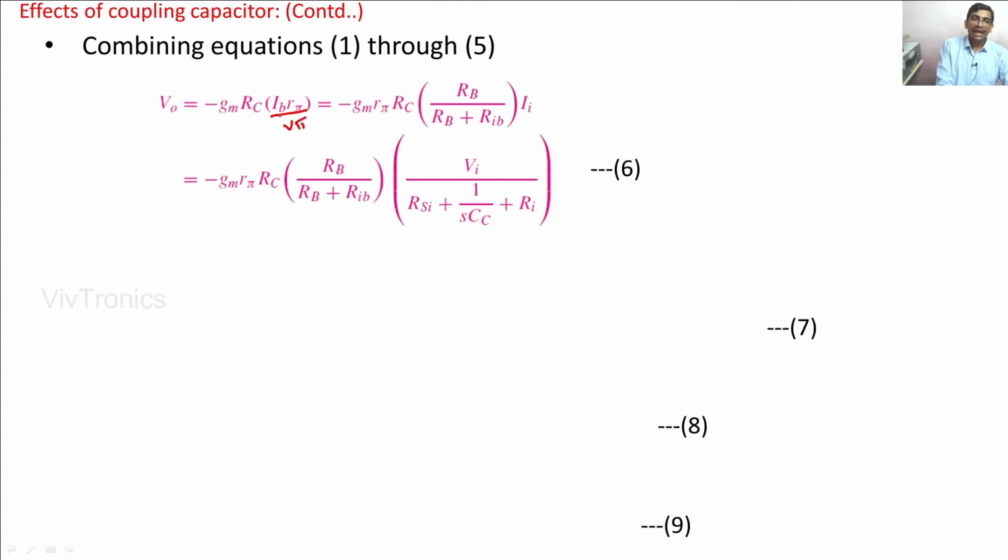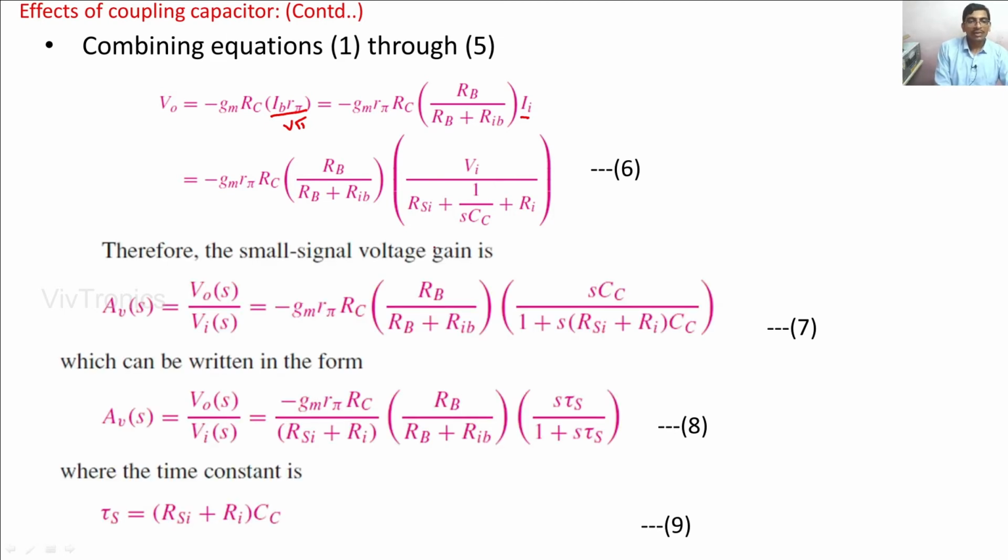Here IB is nothing but IA into RB by RB plus RIB, and now we are going to substitute the IA equation: minus gm R pi into RC into RB by RB plus RIB into Vi by RSI plus 1 by sCc plus RI. That is equation number 6.